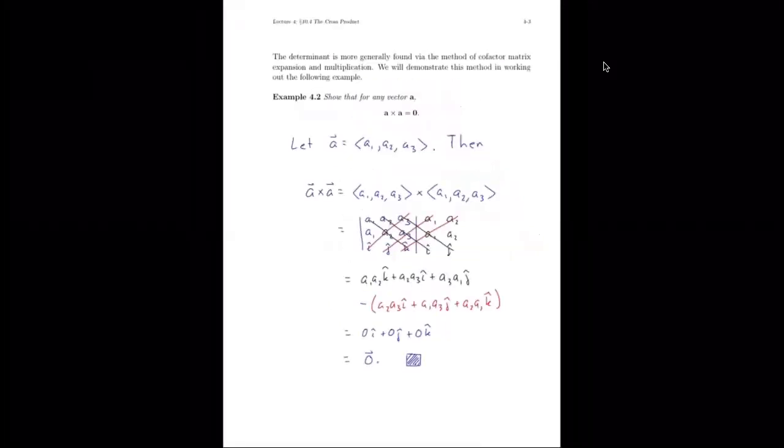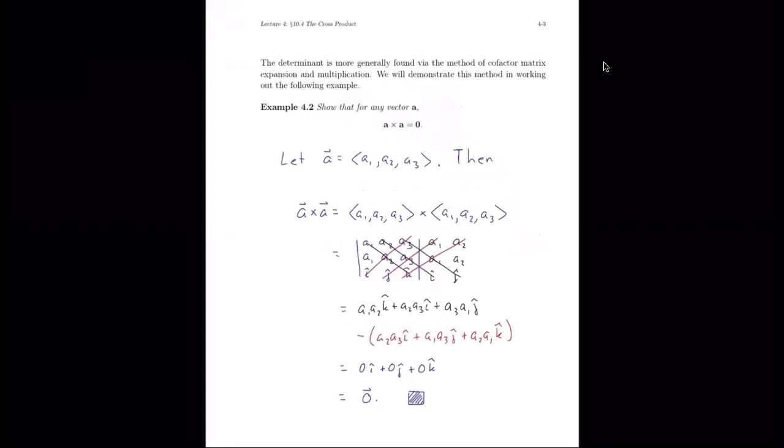All right, now let's see what happens if we cross a vector with itself. We could always try this with a specific vector, but it wouldn't prove it for all vectors, right? If I tried to show that 1, 1, 1 cross 1, 1, 1 was equal to the 0 vector, well, it wouldn't prove it for all vectors. It would show it for just the vector 1, 1, 1. But if we carry that out, we'll see that that's actually true.